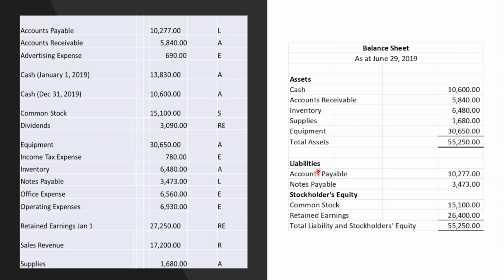So we need to do our liabilities. And we can just pick anything that has L. Accounts payable, notes payable, together, those are your liabilities. And then stockholders' equity, and that's SE. What are the things that have SE?